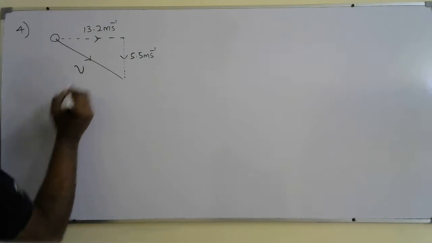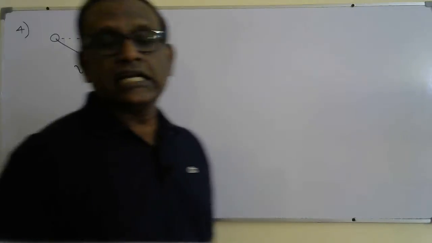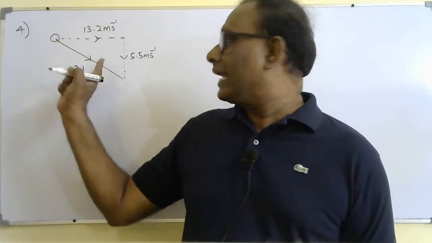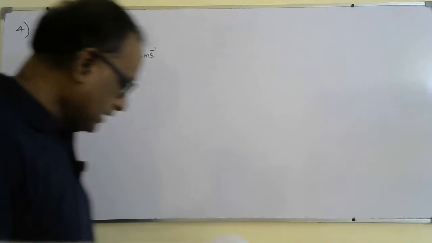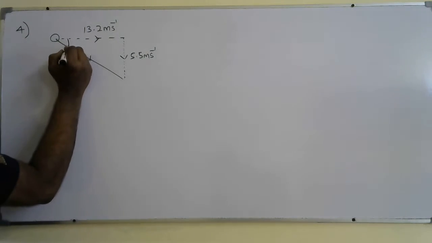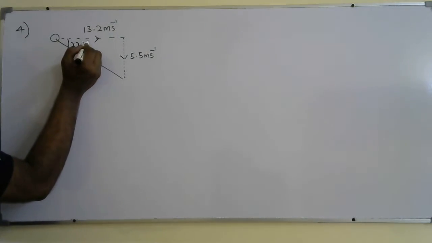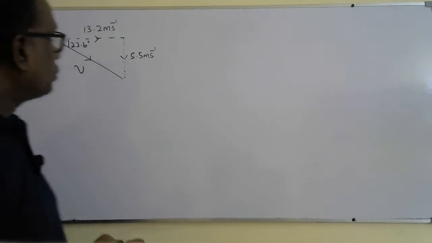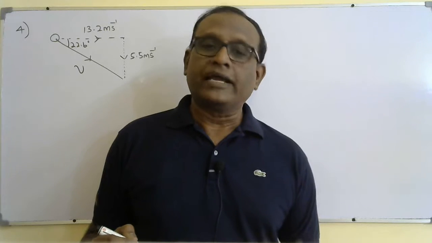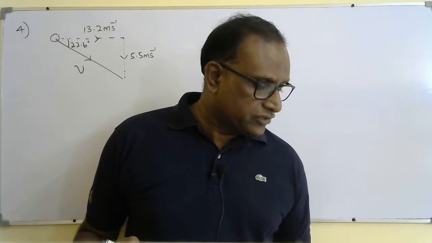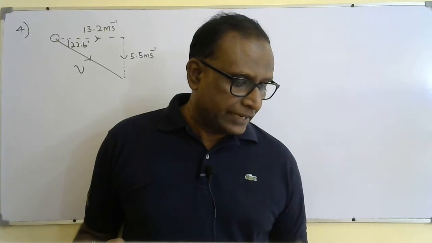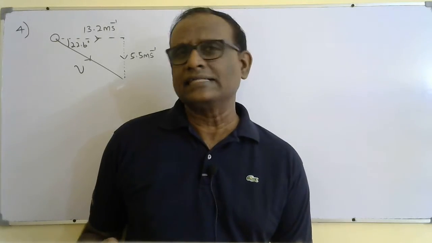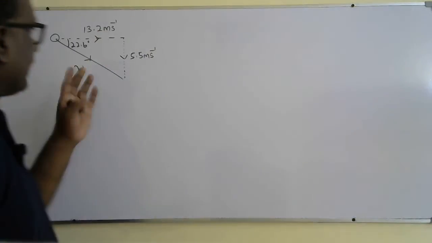It has both horizontal and vertical components, so it's projected at an angle like this. The angle is also given, 22.6 degrees. Its horizontal component is 13.2 and the vertical component is 5.5. The question is, which of the following expressions gives the magnitude of the velocity in meters per second? Simple actually. I can try different things.